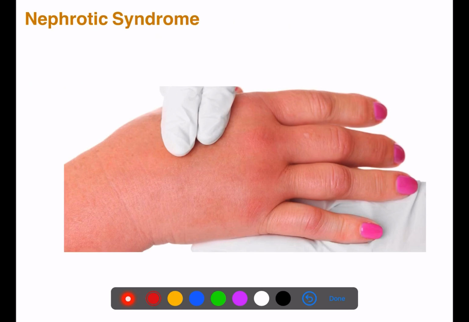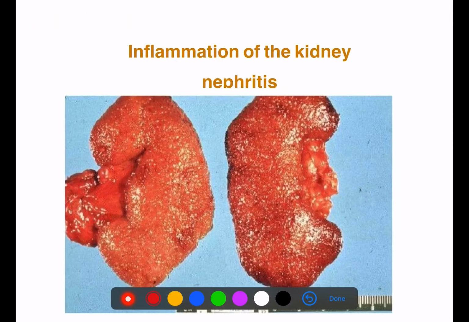The nephrotic syndrome, with its generalized edema, we talked about this phenomenon in chapter 4 or 5, the hemodynamic system, in general pathology. Now we will talk about the inflammation of the kidney. The glomerulopathy, as we said, has no definitive causative agent.